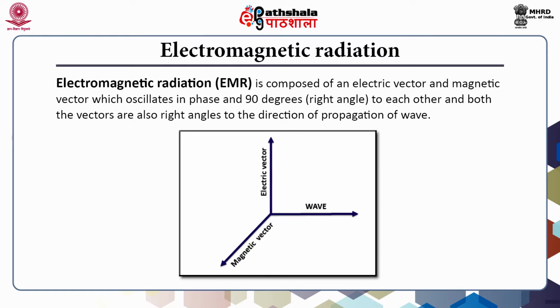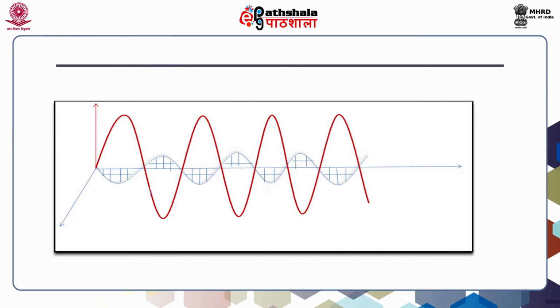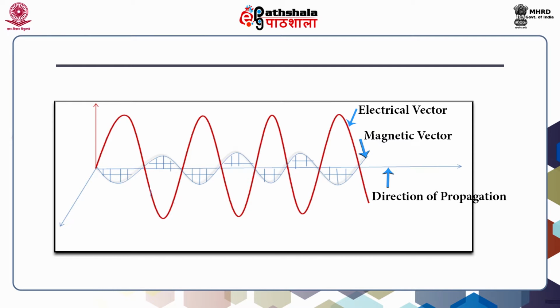Electromagnetic radiation or waves is composed of an electric vector and a magnetic vector which oscillate in phase and at 90 degrees, that is, right angle to each other, and both the vectors are also at right angles to the direction of propagation of the wave. With the help of this diagram, we can say that the direction of propagation of the wave is on the x-axis, the electric vector is on the y-axis, the magnetic vector is on the z-axis, and all are perpendicular to each other.